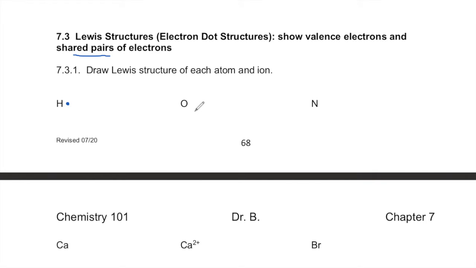The oxygen has 6 valence electrons. So we would draw one on each of the 4 sides before we start doubling up. And again, it doesn't matter which of the sides has the pair and which of the sides has a single electron. It's just that it should look like this with 6, 2 pairs and 2 singles. Nitrogen has 5. So we would have 1 on each side and 1 doubled up. Again, it doesn't matter which side is doubled up.